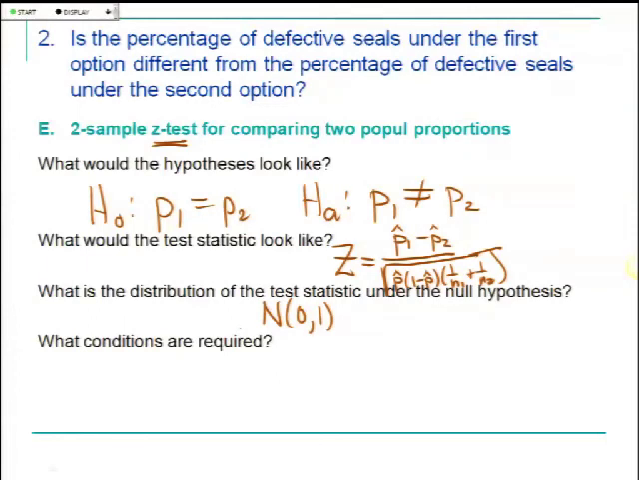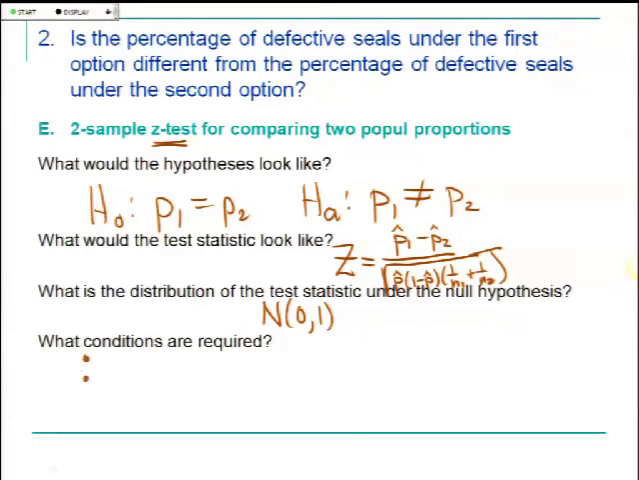Now the model for our population of defective or not defective seals over here won't be normal because each thing I'm measuring is either yes, it's defective or no, it's not. A bunch of yeses and nos. But the test statistic calculated is a Z. And under H0, it'll be approximately normal 0, 1, provided the conditions are met.